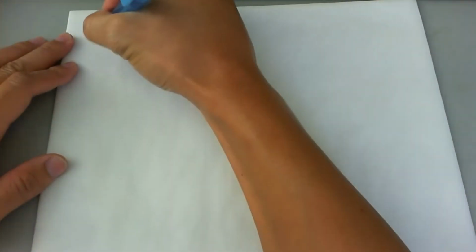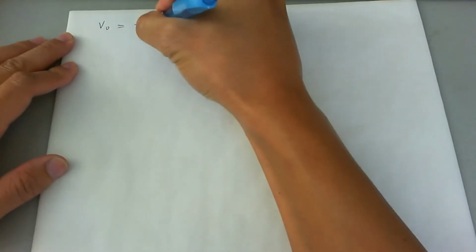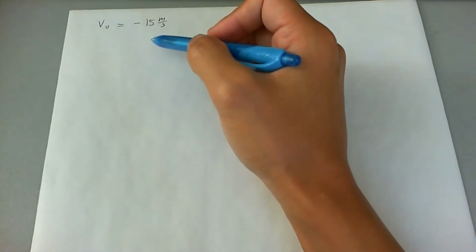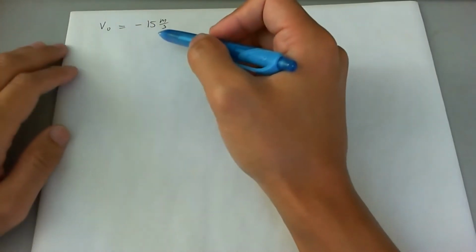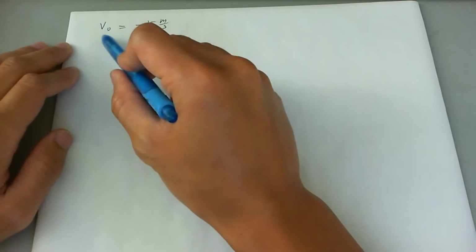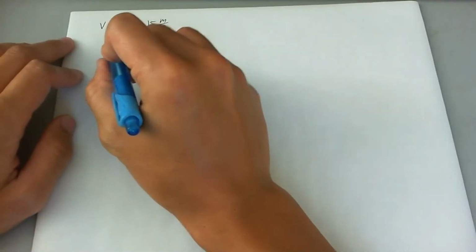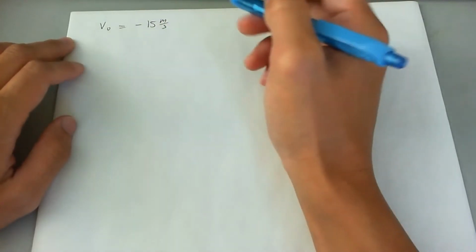Let's go ahead and look at all of our knowns for the situation. So we have the initial velocity of the raindrop at negative 15 meters per second squared. And we're going to absorb the direction of all of the parameters inside the symbol itself. So the velocity initial is negative 15, which is down.